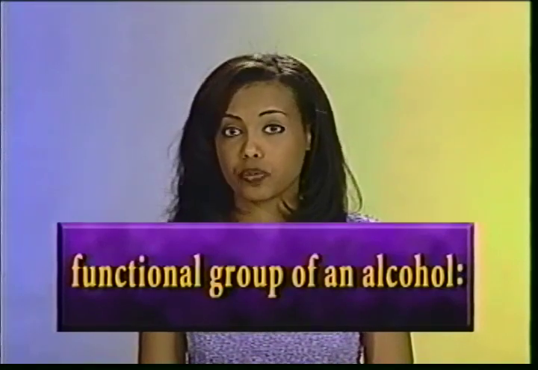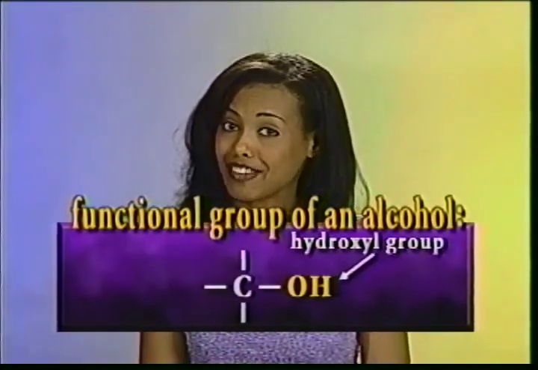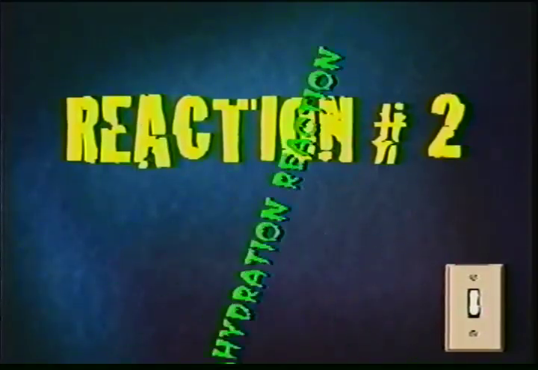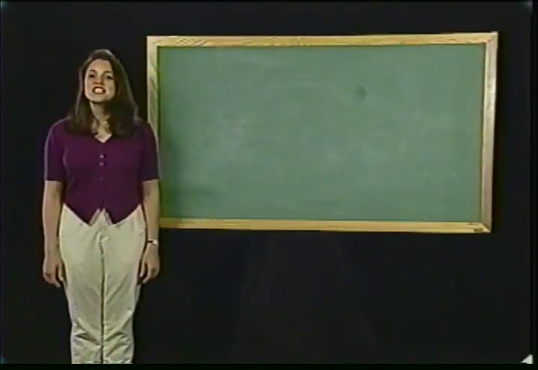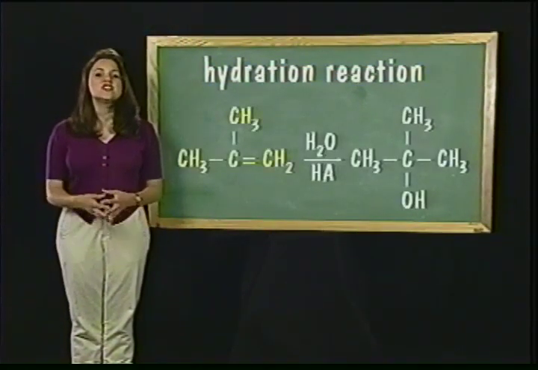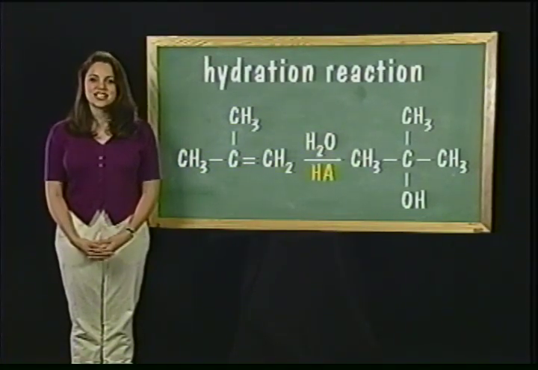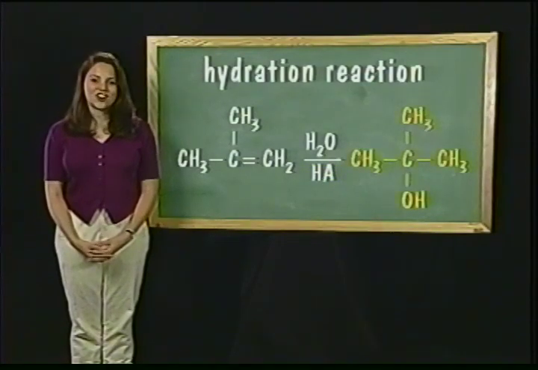The functional group of an alcohol is a hydroxyl group, OH. Now we have to get back to reaction number 2, the hydration reaction. Let's look at a generalized example of a hydration reaction. The alkene 2-methylpropene reacts with water in the presence of an acid catalyst, HA, yielding an alcohol.